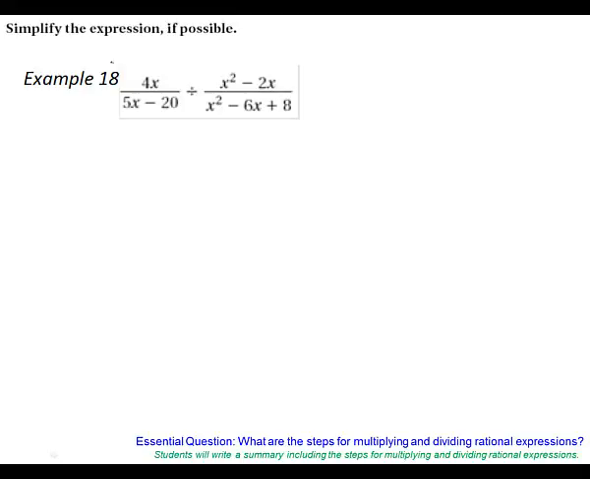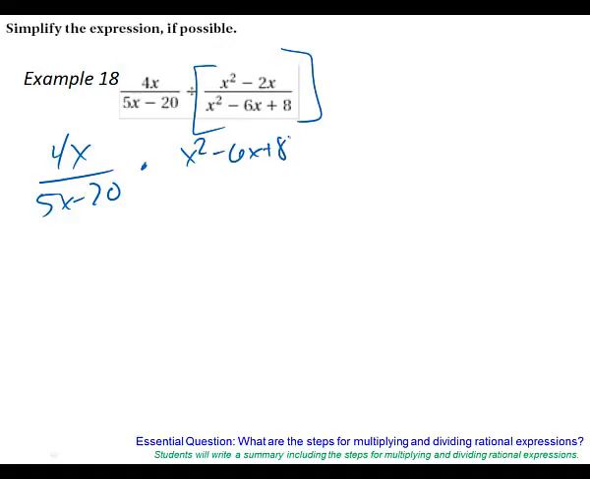Okay. Alright, so we're flipping the one on the right. This one here, correct? Yeah. Alright, so 4x over 5x minus 20, times x squared minus 6x plus 8 over x squared minus 2x. Alright, so what are we going to do on this top one right here, Alyssa?